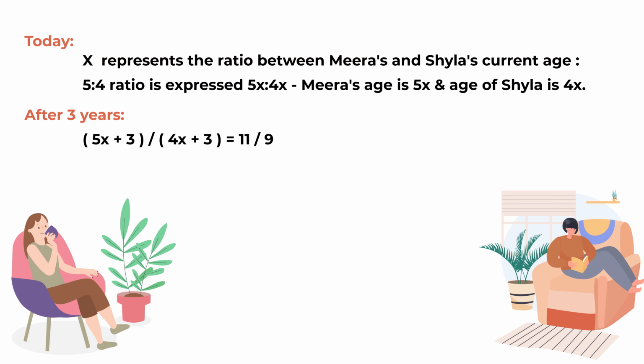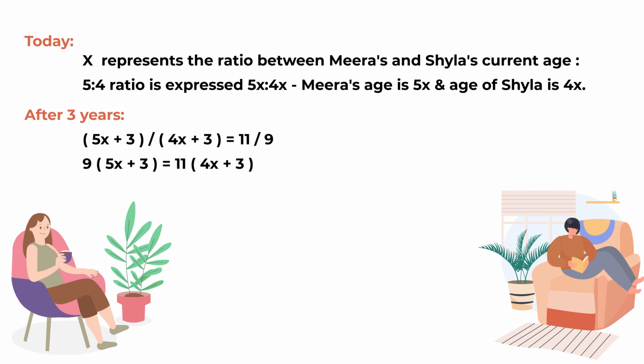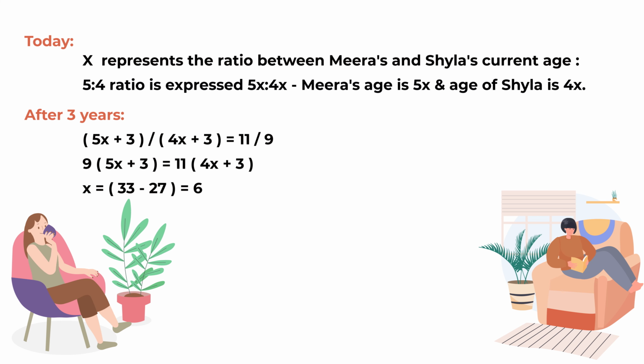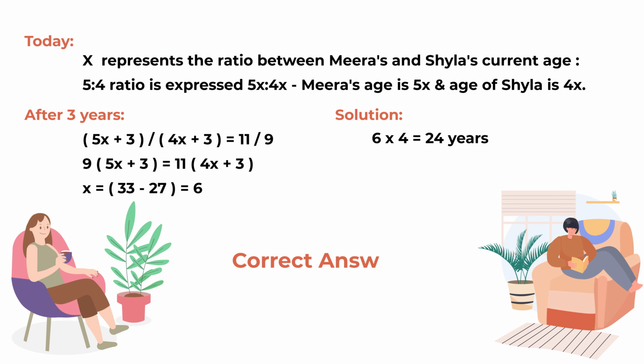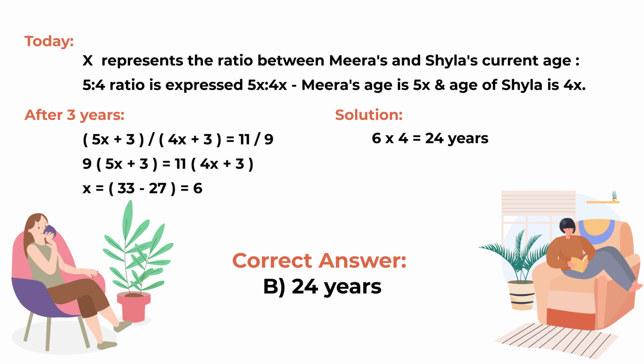After simplification, we will have 9 multiplied by (5x + 3) equals 11 multiplied by (4x + 3), which means that x will be equal to 33 minus 27, which would be equal to 6. So to calculate the present age of Shila, we need to multiply 6 by 4, which was her ratio in the initial equation for the current age, which would be equal to 24. So the correct answer is choice B, 24 years old.